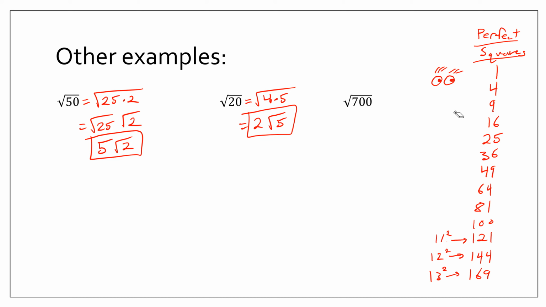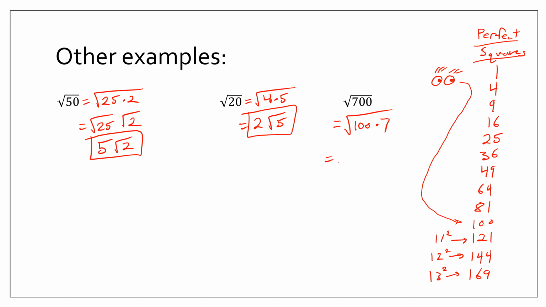Last, let's use our eyes. We're looking at 700. This is a really big number. I definitely know that 25 is a factor of 700, but I think a much bigger factor is 100, because isn't it true that 700 is 100 times 7, right? That makes a lot of sense.